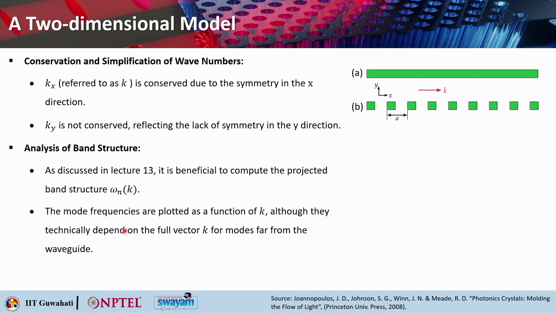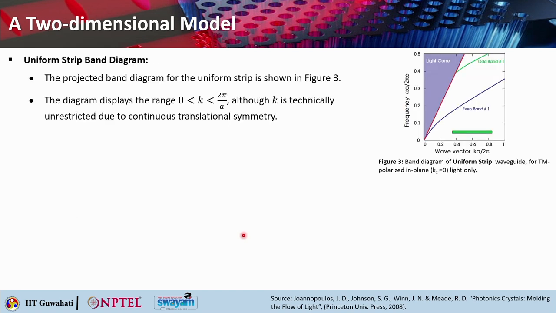In this band structure, you can see the mode frequencies plotted as a function of k, although they technically depend on the full wave vector k for modes which are far from the waveguide. Here on the right you can see the uniform strip band diagram, which you have seen before. This band diagram is computed for TM polarized, in-plane light waves only. When you say TM polarized in-plane light, you can say Kz equals 0, so it is basically only the Kx component.